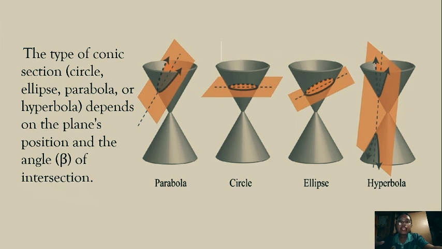If the plane cuts at an angle but does not pass through the base, it creates an ellipse. And if the plane is parallel to the cone's slant, it forms a parabola. And lastly, if the plane intersects both nappes, it results in a hyperbola. These classifications help us to understand the different curves found in nature and mathematics. So now let's proceed to the next slide.